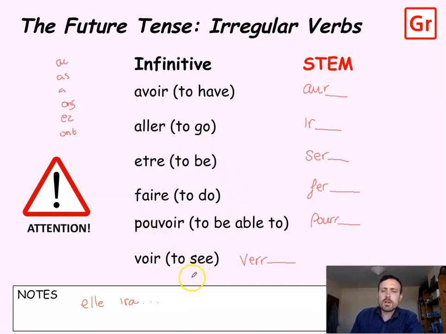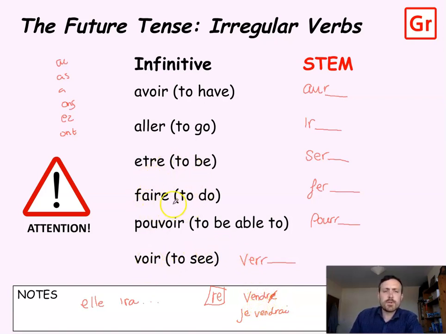Okay, now one thing I didn't explain, there is a slight exception with regular RE verbs. When we're using RE verbs, for example vendre, we do actually get rid of the E. We don't keep the whole RE, just because otherwise we'd have two vowels next to each other. So I will sell would be je vendrai, like that. We do get rid of that E.